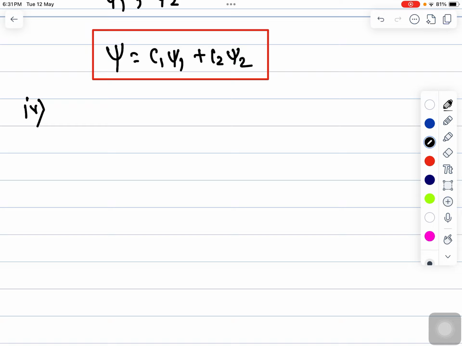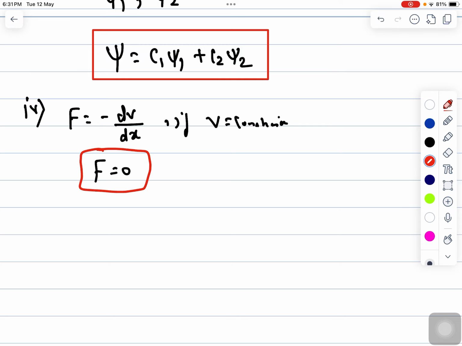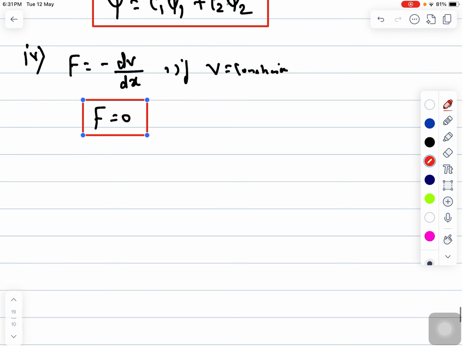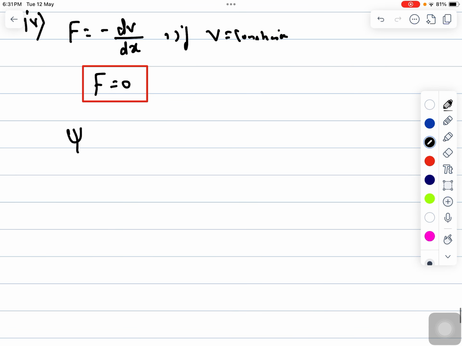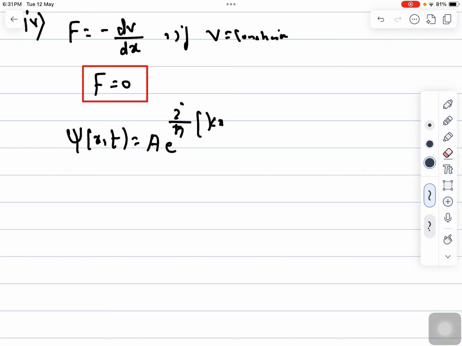The fourth postulate: the force equals minus dV by dx, and if the potential energy V is constant, then the force in that system will be zero, and that is called a conservative system. Next, we have got psi(x,t) equals A e to the power i divided by h-cut times (px minus Et).